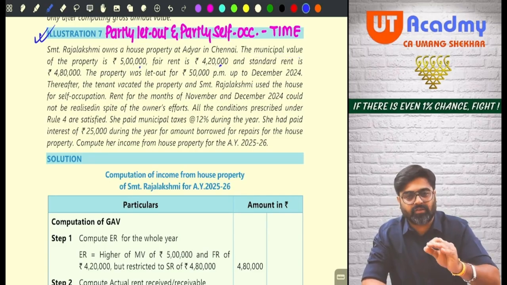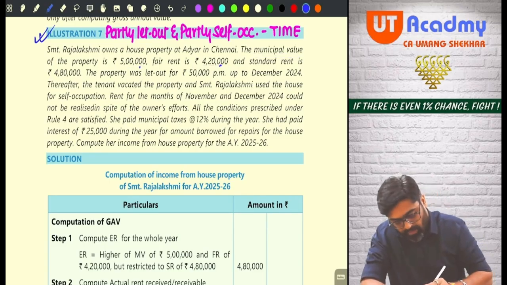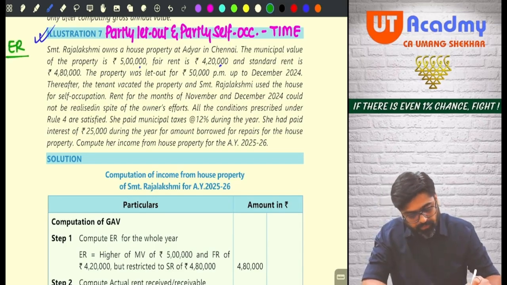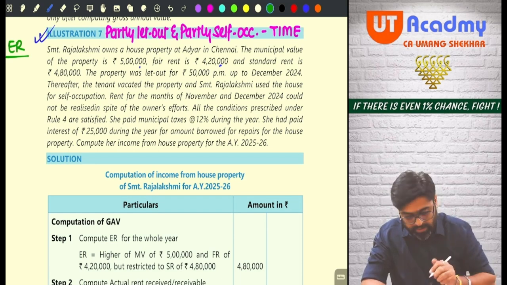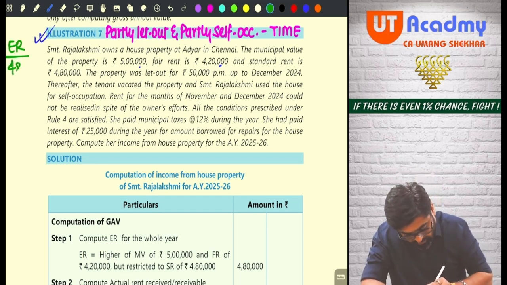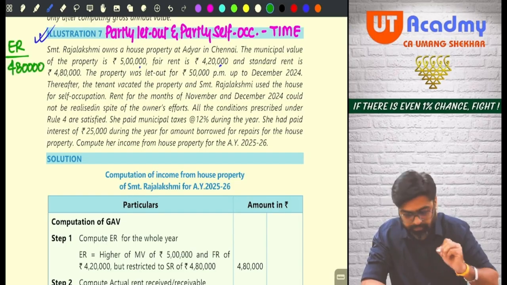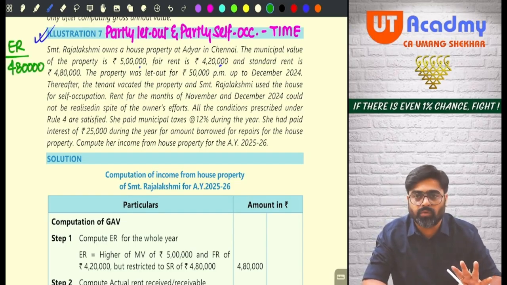So first of all, let's calculate expected rent. Very easy to calculate. Tell me. Expected rent here will be 5 lakh or 420? 5 lakh. 5 lakh or 480? 480. Expected rent will be 4,80,000. Any problem till here? No.